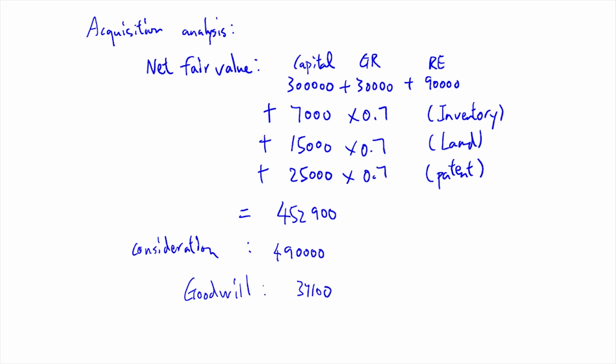Acquisition analysis is important because a lot of this information will be used for the journals a little bit later. So I would suggest you make it as clear as possible so you can save some time later. So after that, we are going to start preparing journals. The first group of journals that we need to prepare would be the business combination valuation entries, BCVR entries.